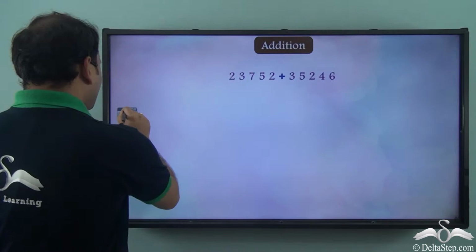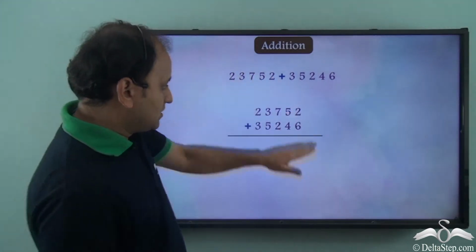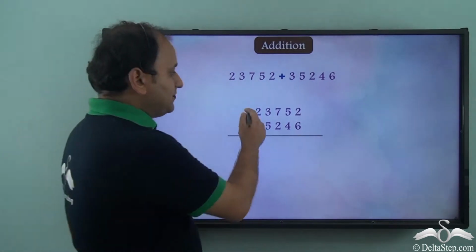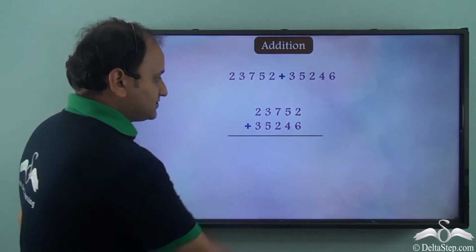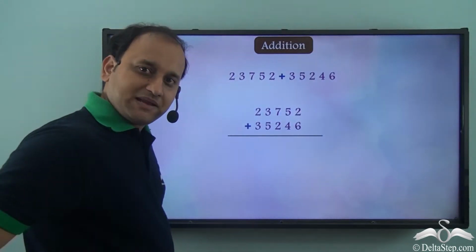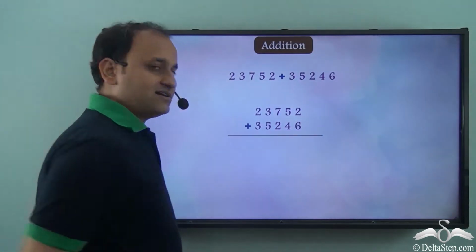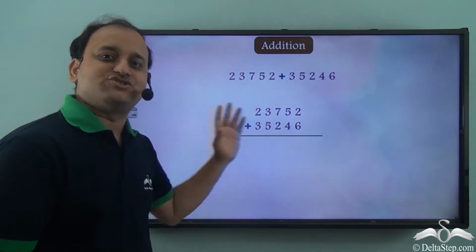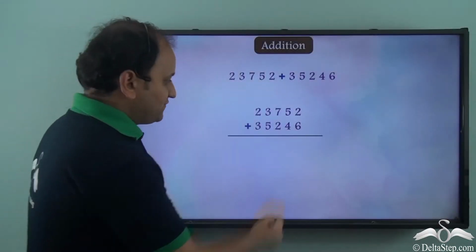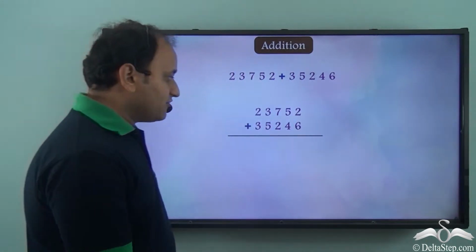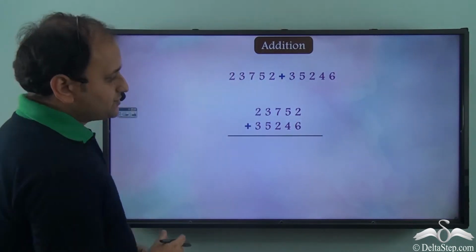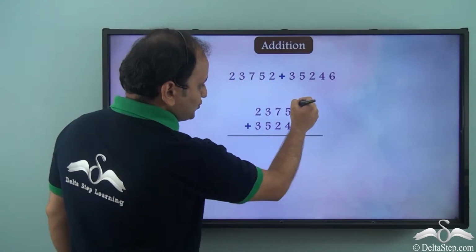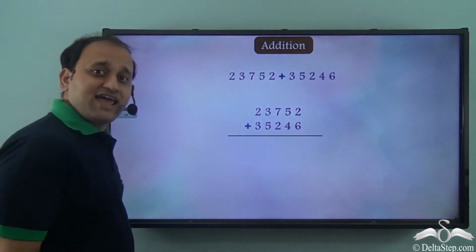Well, we will place one number below the other number, and it will be in such a way that units place is under units place, tens place is under tens place, hundreds place is just under hundreds place, and so on. Now, once we have written it exactly like this, we will start addition. So we'll start with the units place. So we have 6 and 2. Now 6 plus 2 is 8, right?